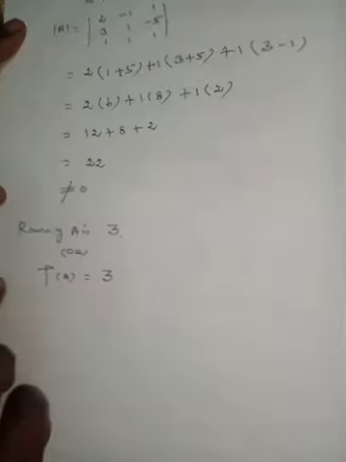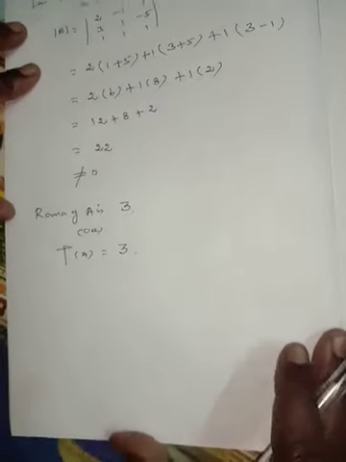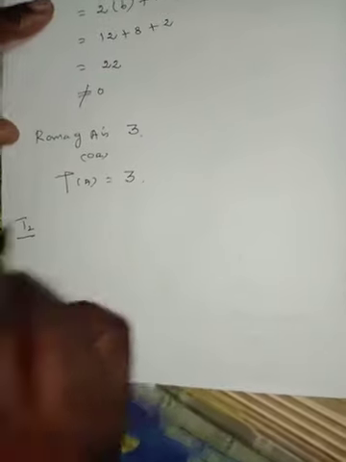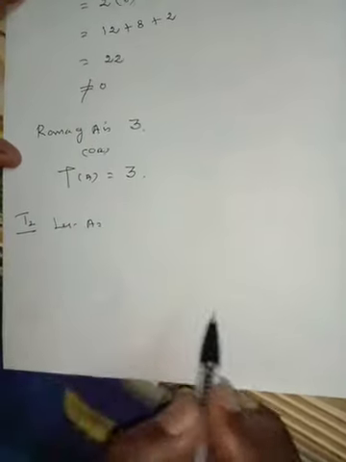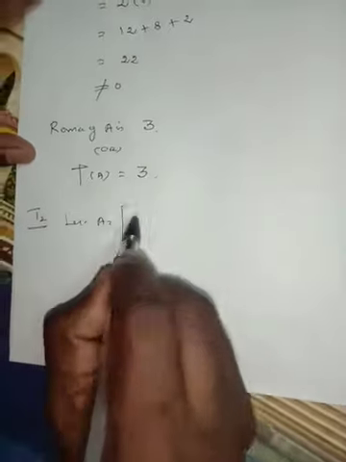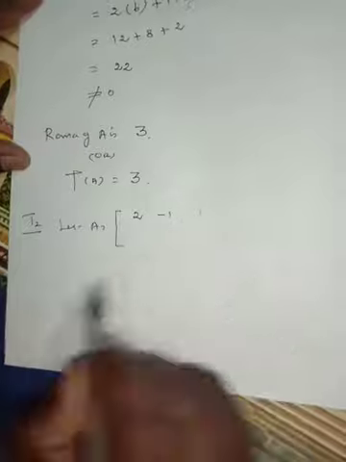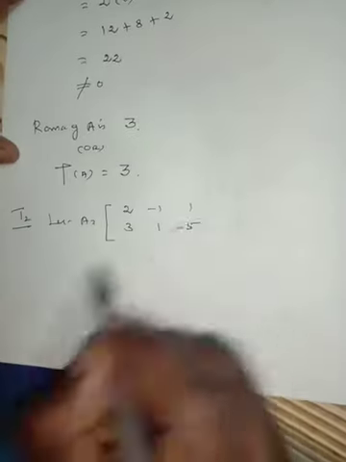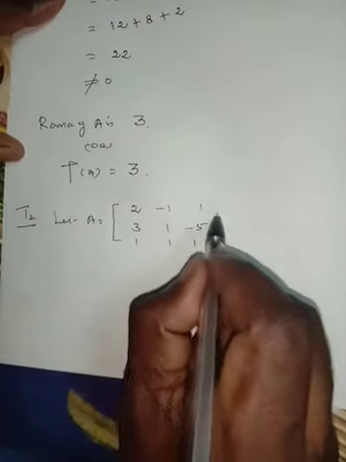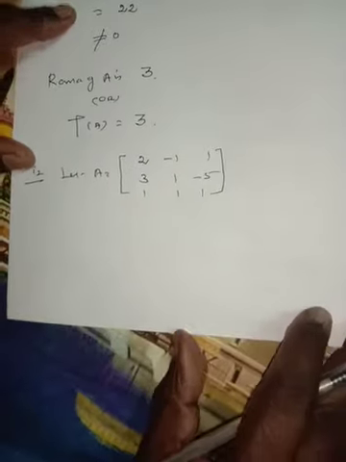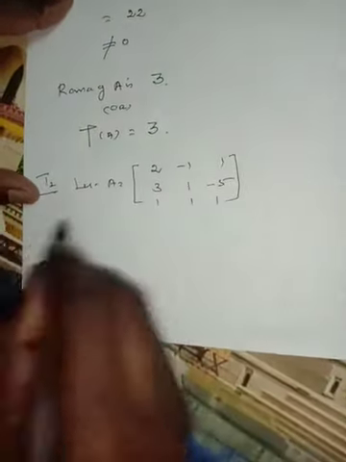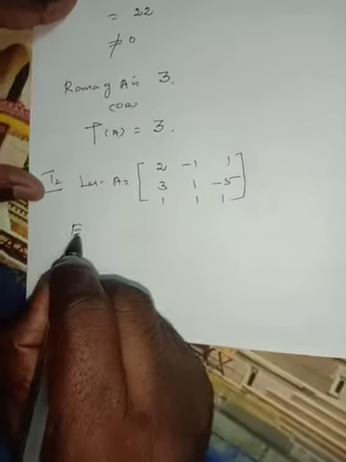This is type number 1. Now we are going to take the same problem, type number 2. Let capital A is equal to 2, minus 1, 1; 3, 1, minus 5; 1, 1, 1. Now we are going to take echelon form.